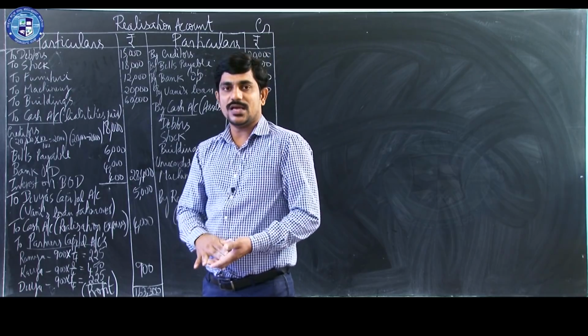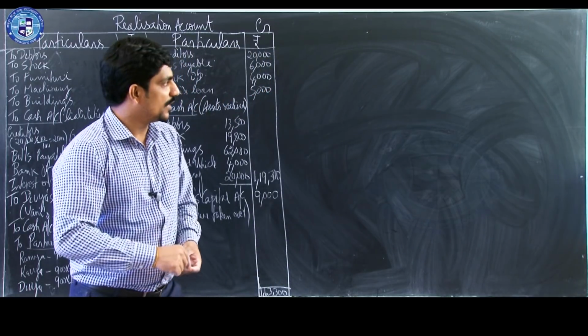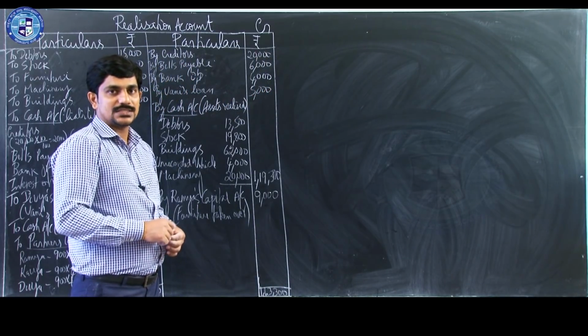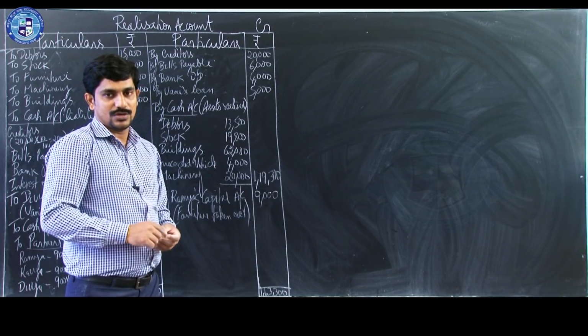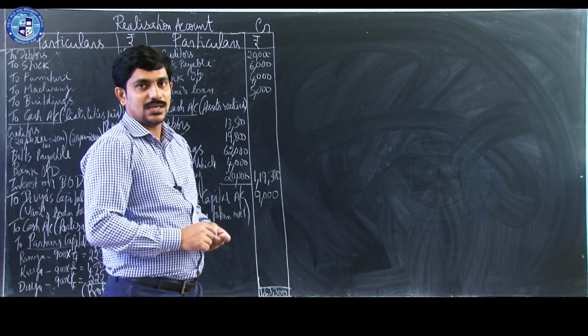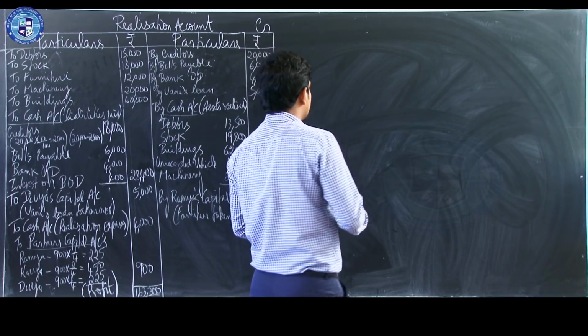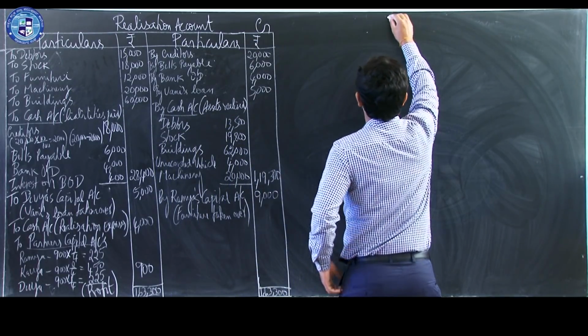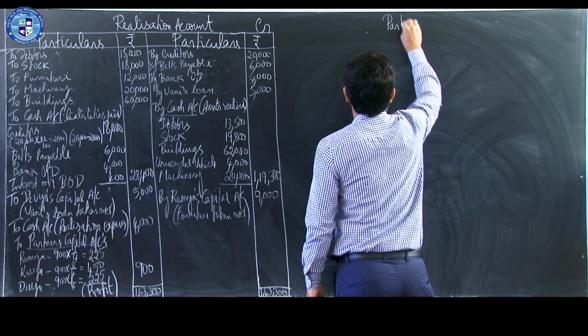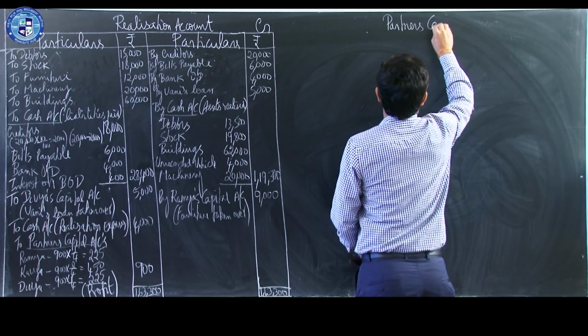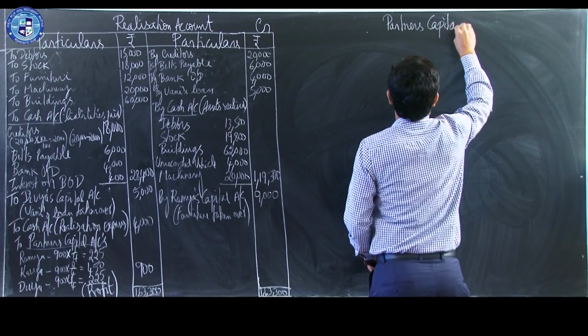Now we are done with the realization account. Next you have to continue with which account? Partners capital account. How many partners are there? 3 partners. So how many amount columns are required? 3 amount columns. So, partners capital account.